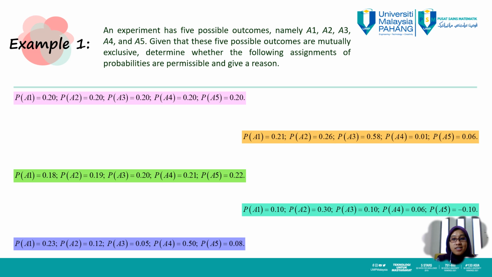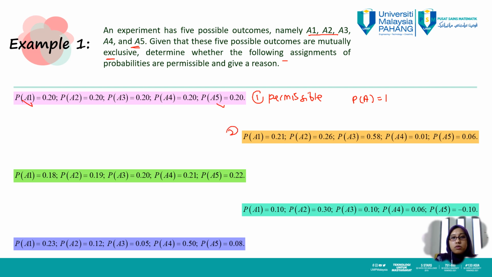For clear understanding, let's try example 1. An experiment has 5 possible outcomes, namely A1 until A5. Given that these 5 possible outcomes are mutually exclusive, that means there is no intersection, determine whether the following assignments of probabilities are permissible and give a reason. For number 1, this is permissible. Why permissible? Because if I total up from probability A1 until probability A5, I will have P(A) equal to 1. That's why this is permissible.